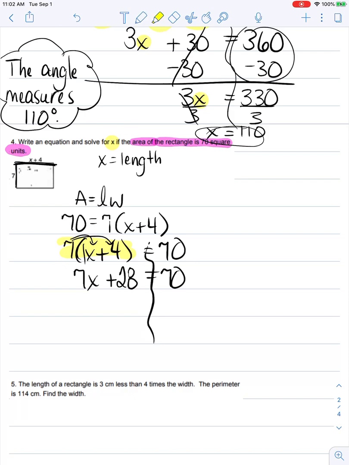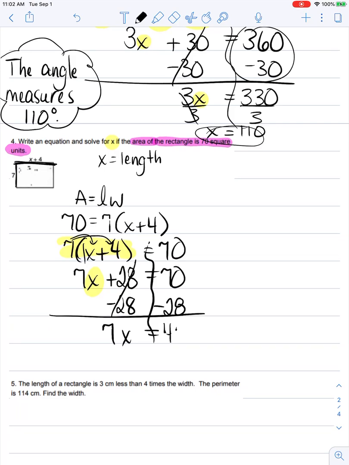And now it just looks like I need to isolate that variable using opposite or inverse operations. First I'm going to subtract 28 from both sides, and I get 7x equals, well, 70 take away 28 is 42. I still need to isolate that x by dividing by 7. So x equals 42 divided by 7, which is 6.